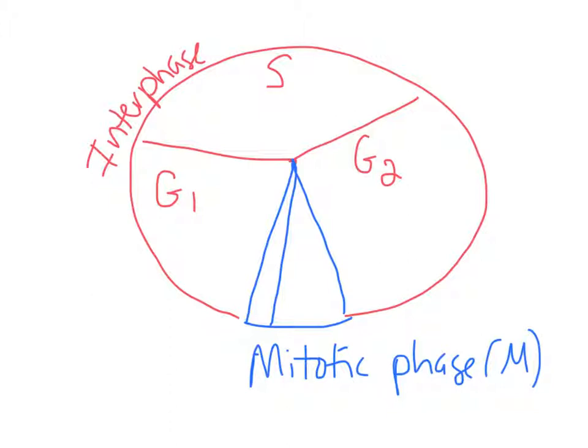Within the mitotic phase, there are also two parts. We have mitosis, and then our little last part here, which overlaps with mitosis actually, is called cytokinesis.